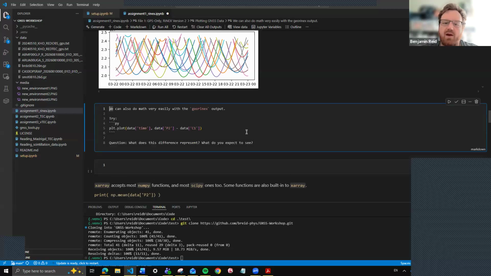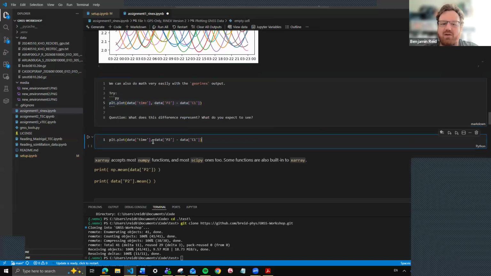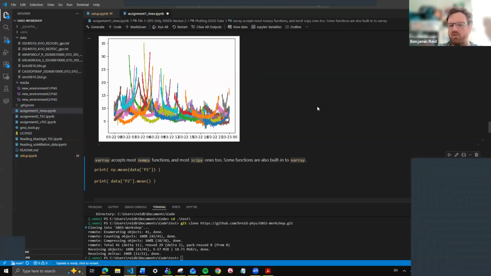The nice thing about xarray, the reason why it's so powerful, is it does all the indexing and everything for you. If you want to take the difference between P2 and C1, it knows P2 and C1 are aligned in time and satellite vehicle, so you don't need to worry about the shapes of them. It knows that you're asking it to subtract them, so clearly you mean this time and this time should be subtracted. So you can just take the difference between them. This is just showing the difference between two different ranging codes.